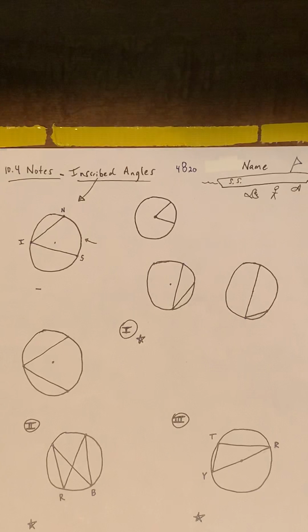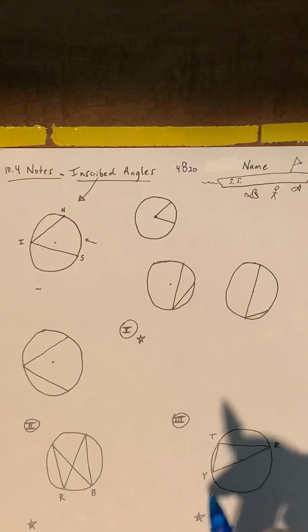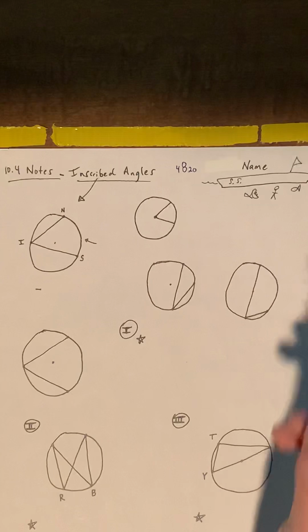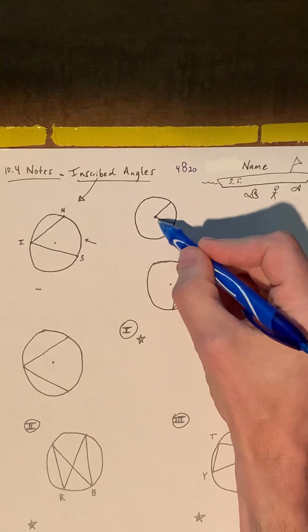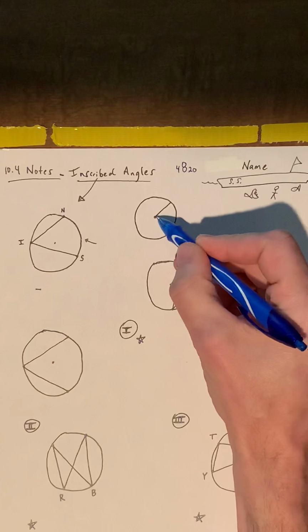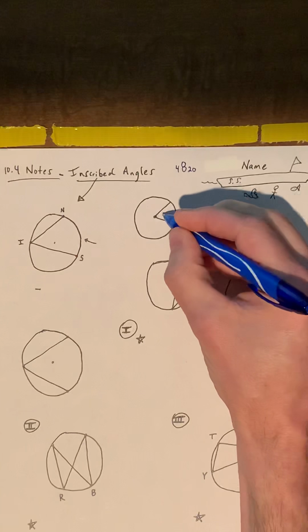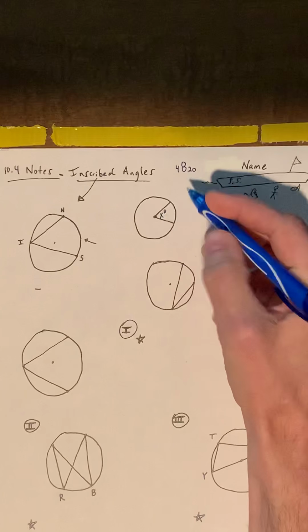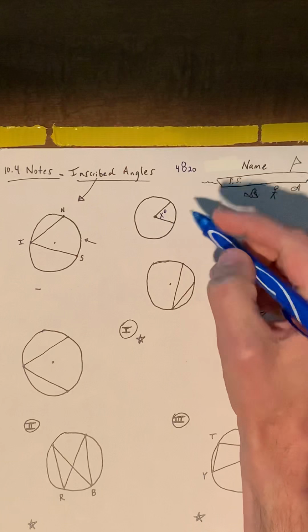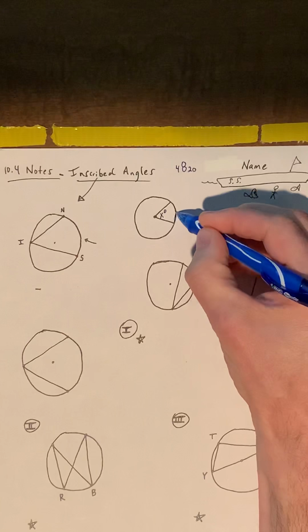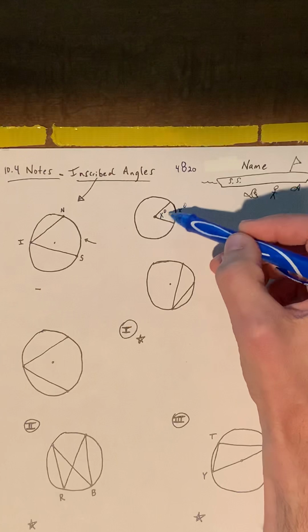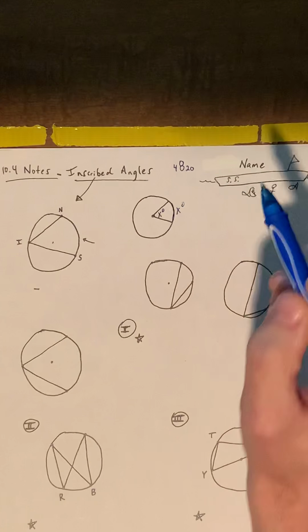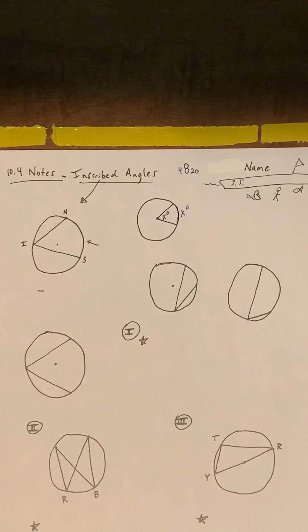All right, first let's review a property from earlier in the chapter. Remember that a central angle comes out of the center point. So this would be a central angle. And whatever the degree measure of the central angle is, that is also the degree measure of the arc. So if this is a 40-degree central angle, then the arc has a 40-degree measure. Now, inscribed angles are different. We're going to talk about them next.